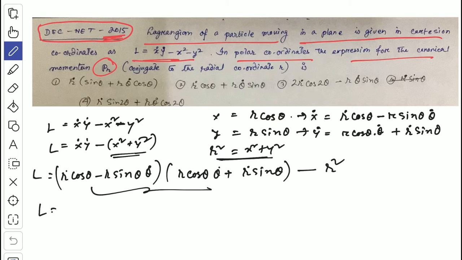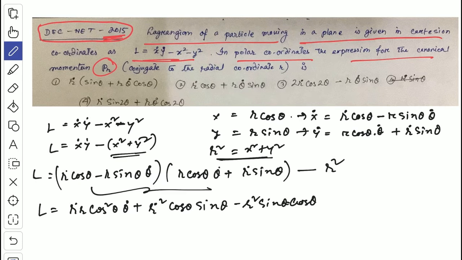We will get this: L is equal to ṙ² cos²θ + ṙ r θ̇ cosθ sinθ ... minus r² sinθ cosθ θ̇ ṙ ... minus r² θ̇² sin²θ. We're going to have this result, and minus r² at the end.